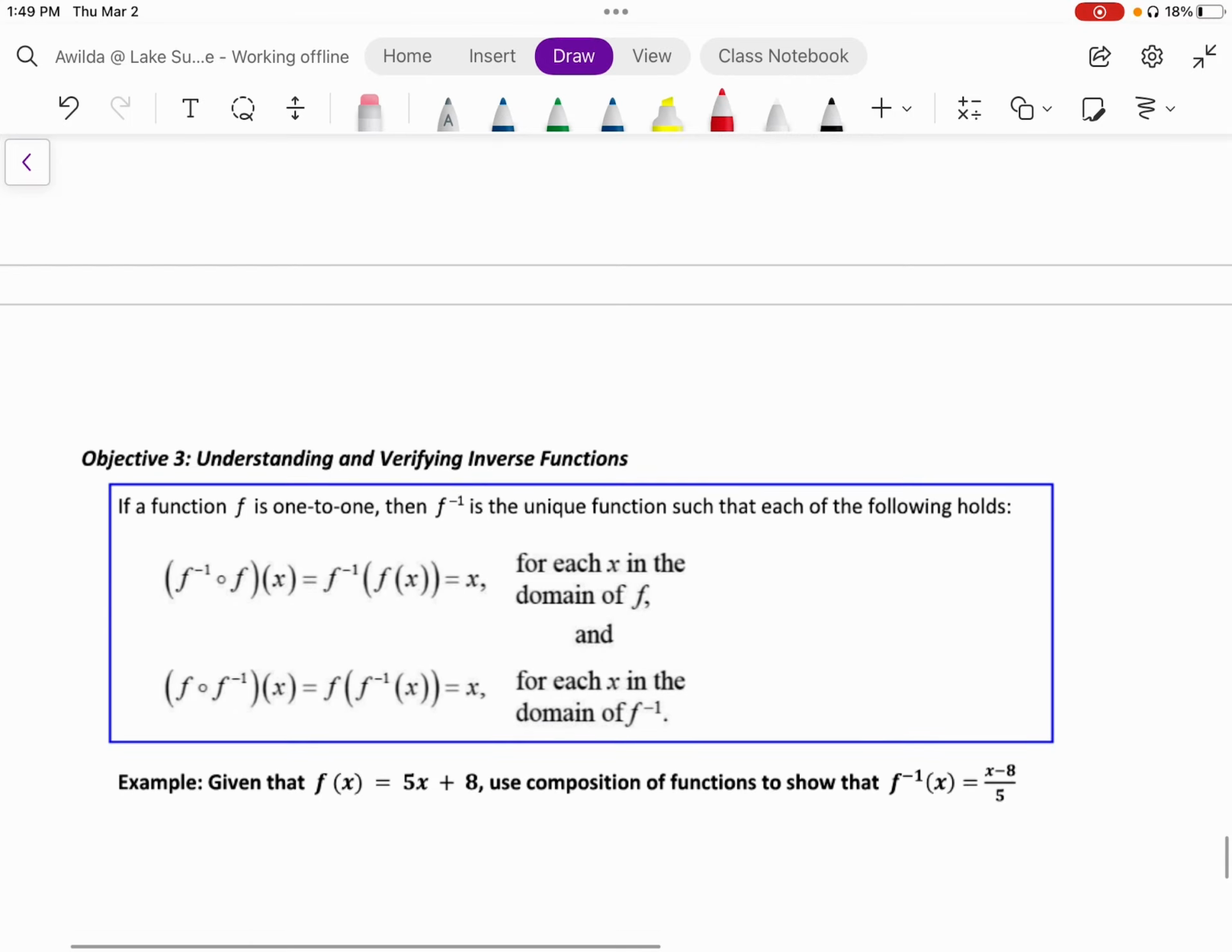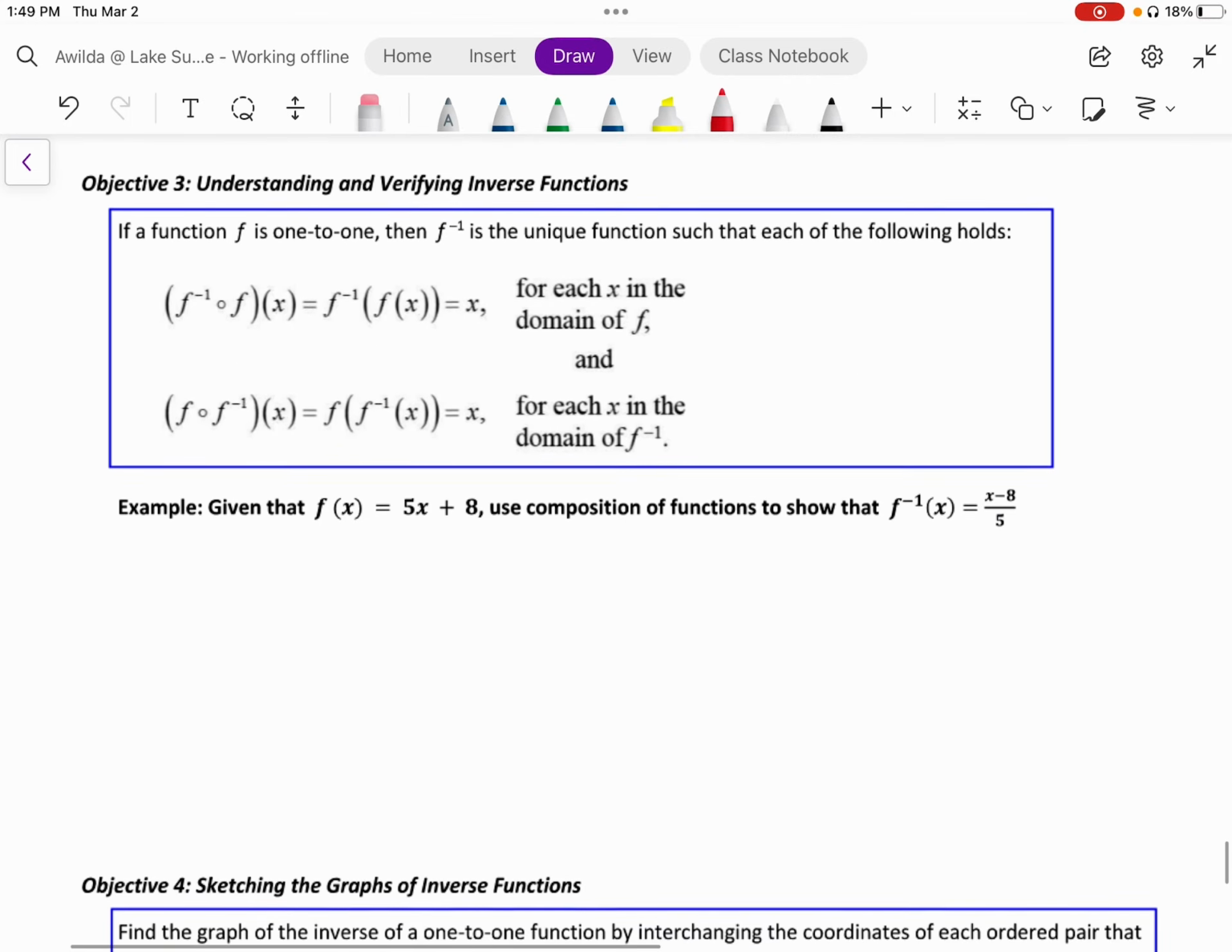So why do we care about whether a function is one-to-one? Well, one of the applications is that a function will only have an inverse if it is one-to-one. In other words, one-to-one functions have inverses. Functions that are not one-to-one do not have inverse functions associated with them.